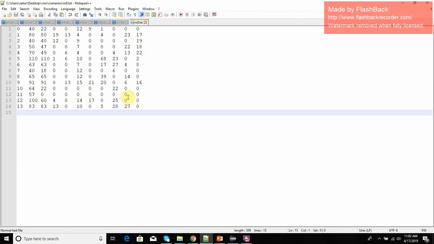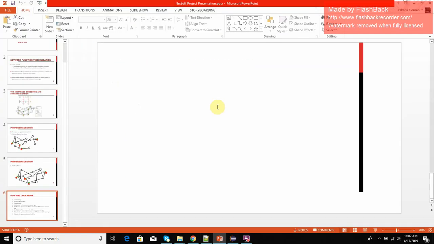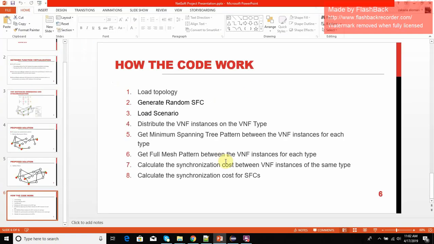In other words, we change the number of VNF instances embedded in each POP for each type of VNF. For example, node 0 has 8 types, type 1, 2, 3, 4, 5, 6, 7, 8. The VNF instances in type 1 is 0. The VNF instances in type 6 is 1. After that, we have to distribute the VNF instances on the VNF types.